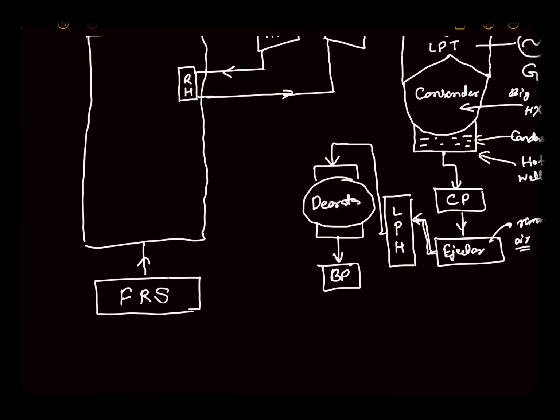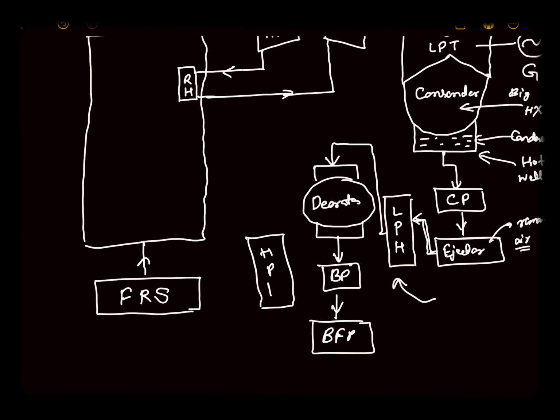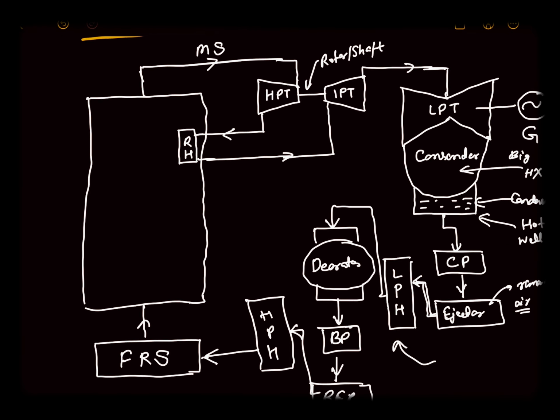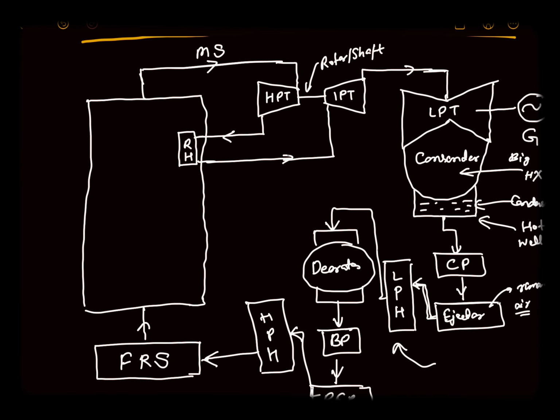Then it goes to the boiler feed pump, and then it comes to the high pressure heater. So here it was the low pressure heater. Then after the boiler feed pump, it comes to the high pressure heater, and from the high pressure heater, it goes to the feed regulating station. Now we'll try to understand each component of the boiler.